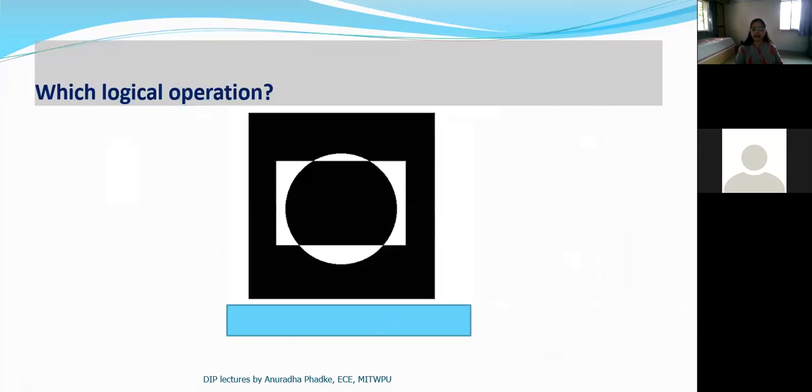And can anybody guess what this operation is? Again, between image A and B. What is this logical operation? Can anybody guess?